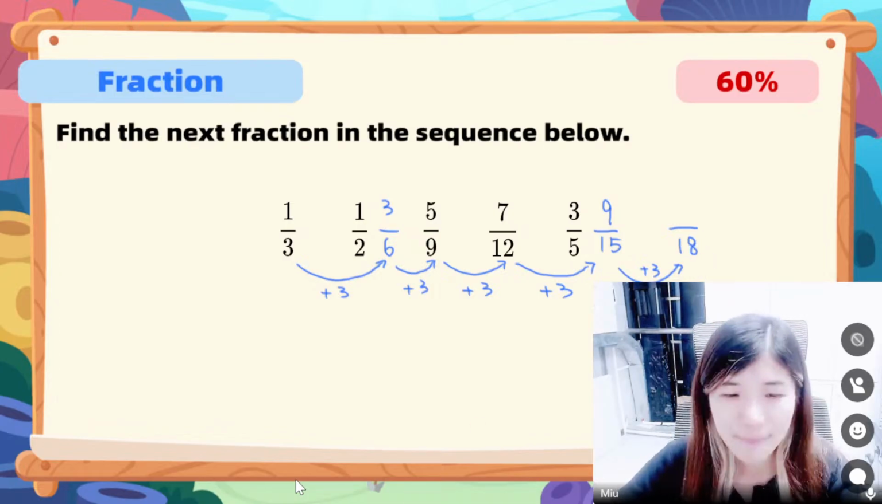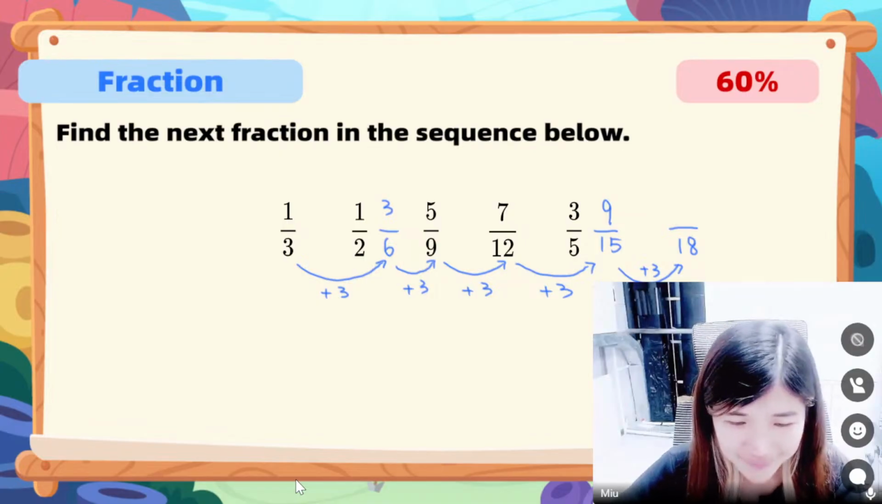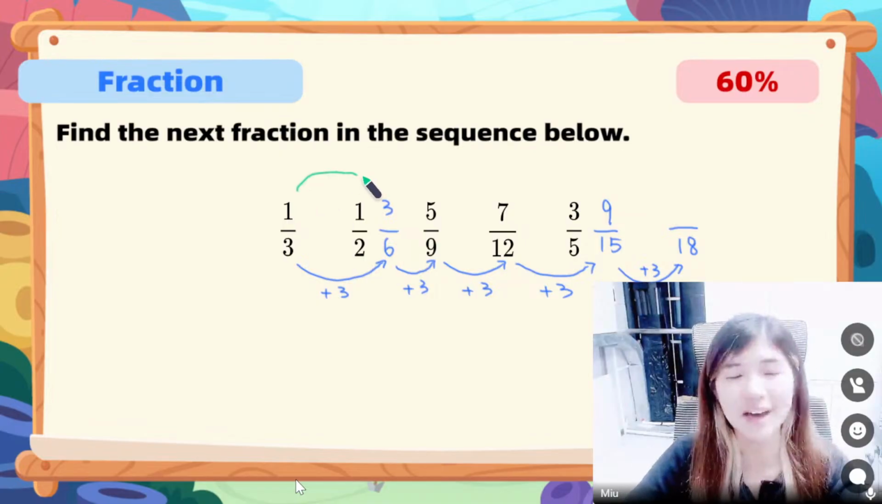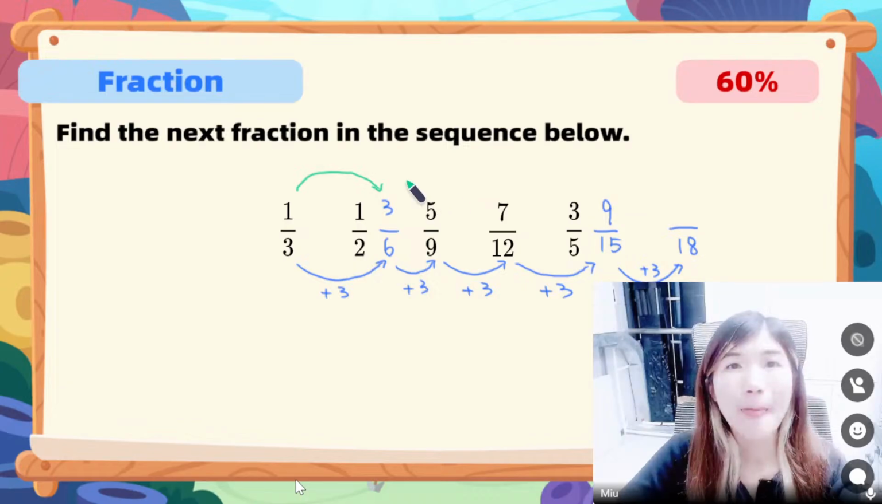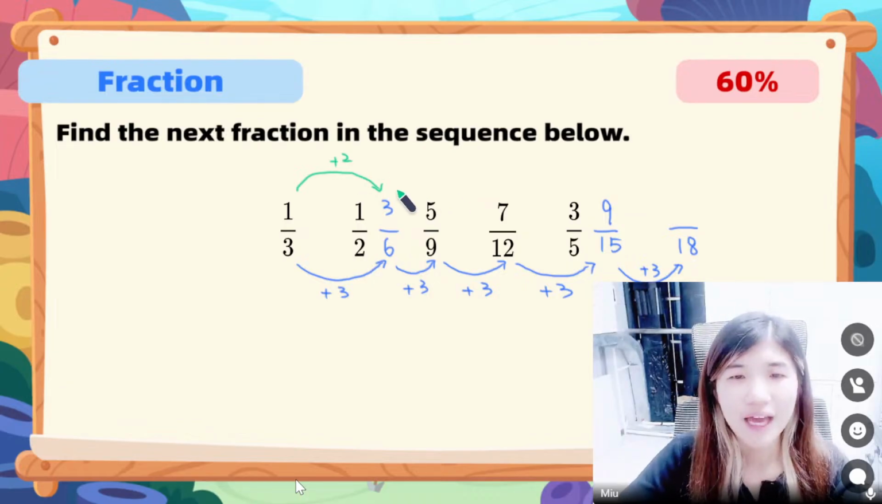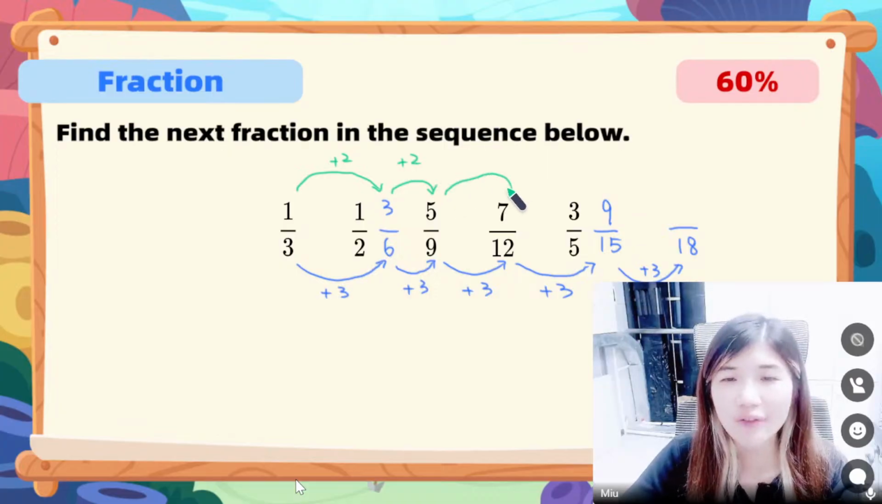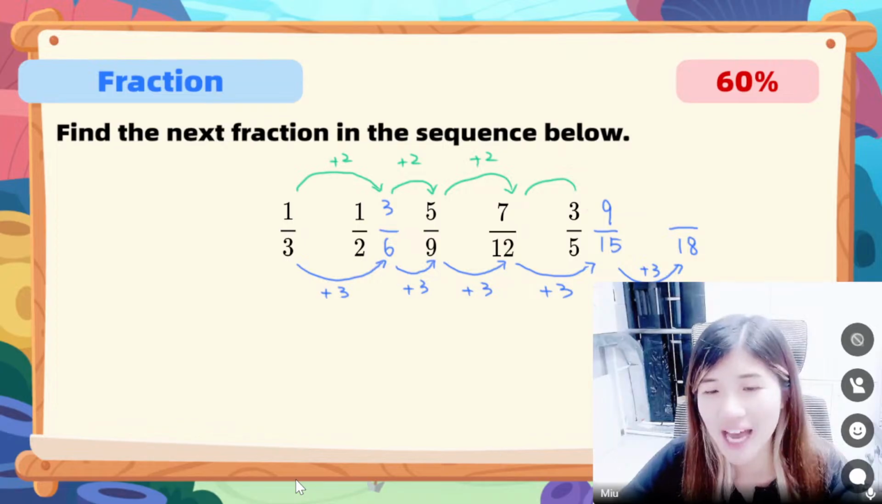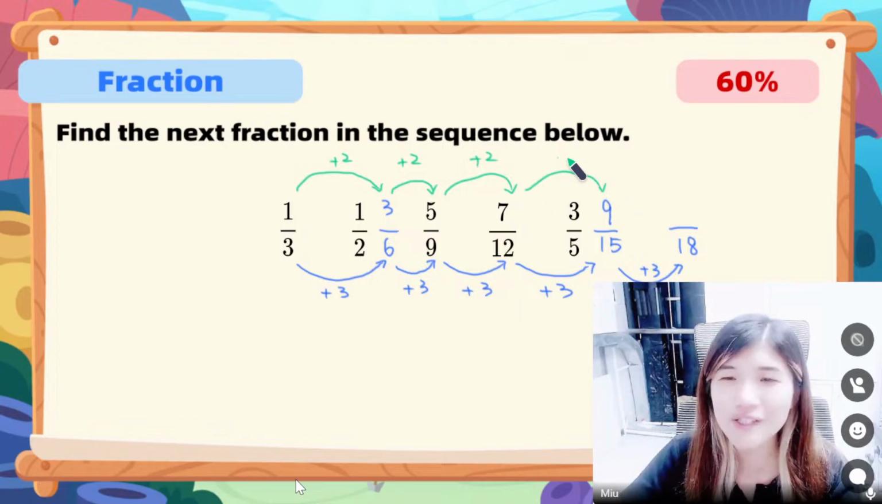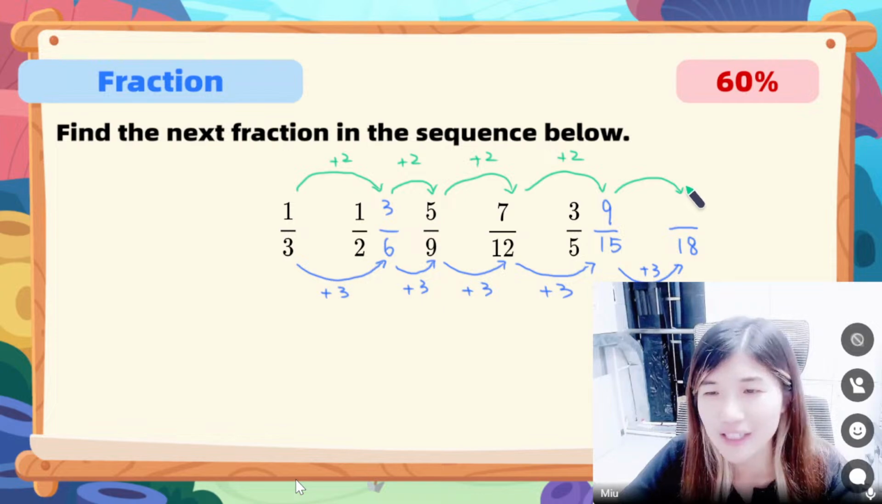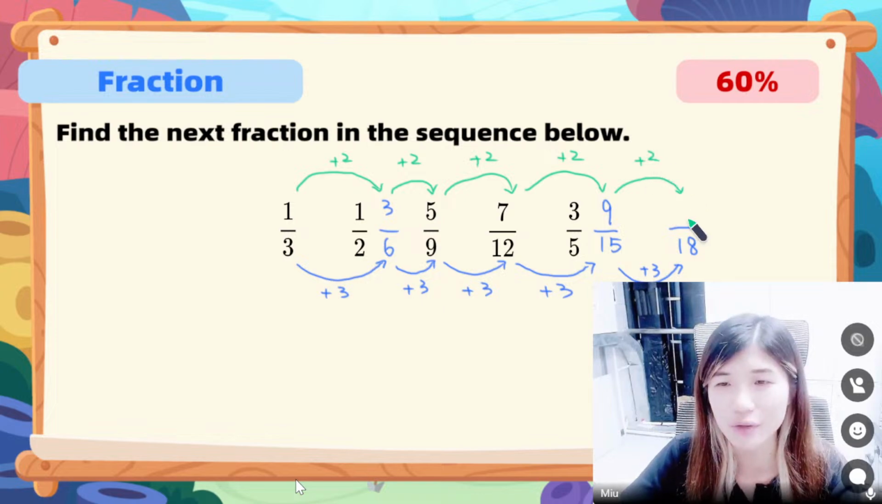Then it's about the numerator. Look at the numerator. From 1 to 3, what happened? Increase by 2. And from 2 to 5, what happened? Also increased by 2. And then from 5 to 7, what happened? Increased by 2. So from 7 to 9, what happened? Also increased by 2. So from 9 to the next number, what should we do? Increase by 2. Then you will get 11.